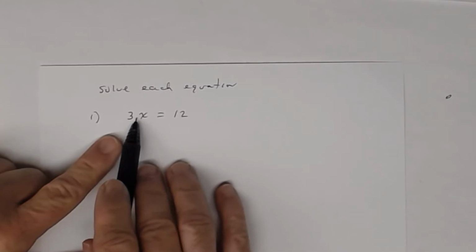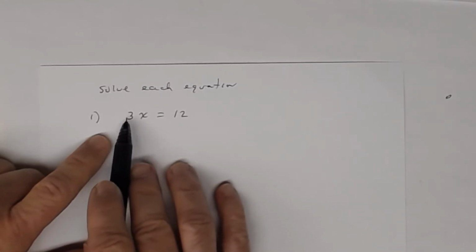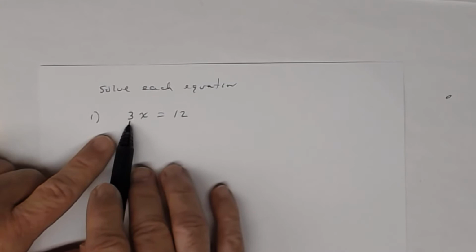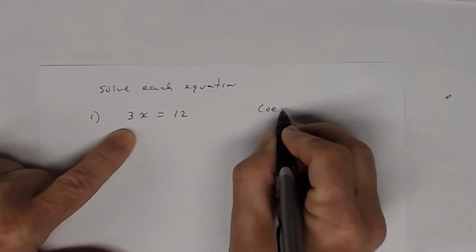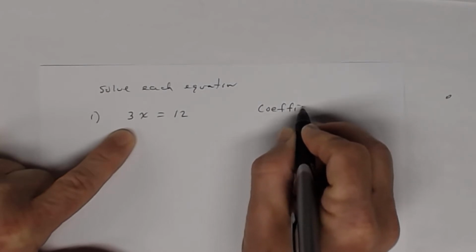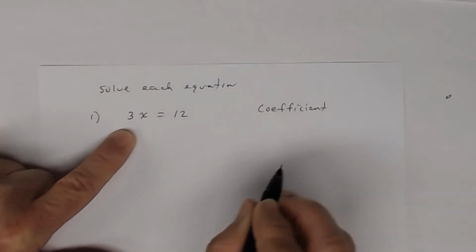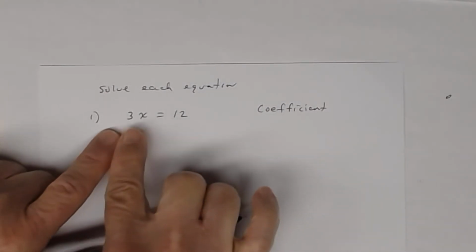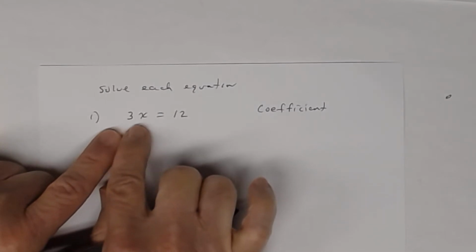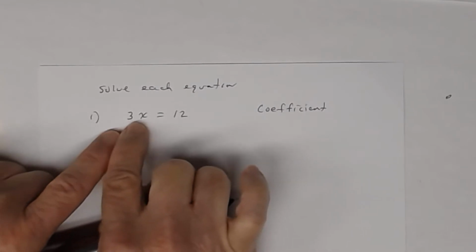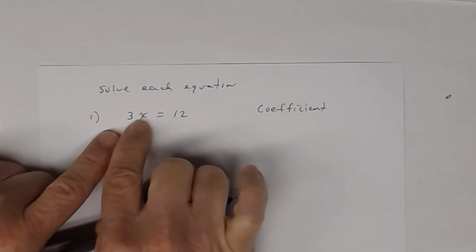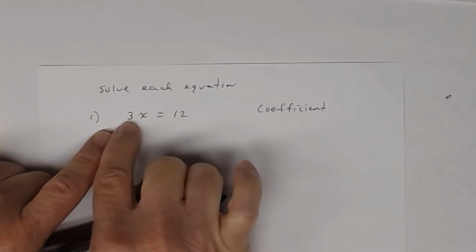We have the variable x and is being multiplied by 3. Now I want you to remember this 3 here is called the coefficient. So I'm going to write the word coefficient. So the coefficient is the number you're multiplying the variable by. So that's going to be important to use. All right, so since I'm multiplying the variable by the coefficient 3, I'm going to do the opposite of multiplication.